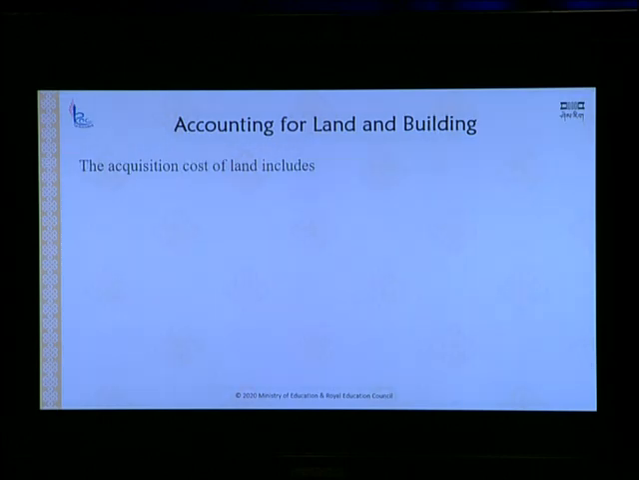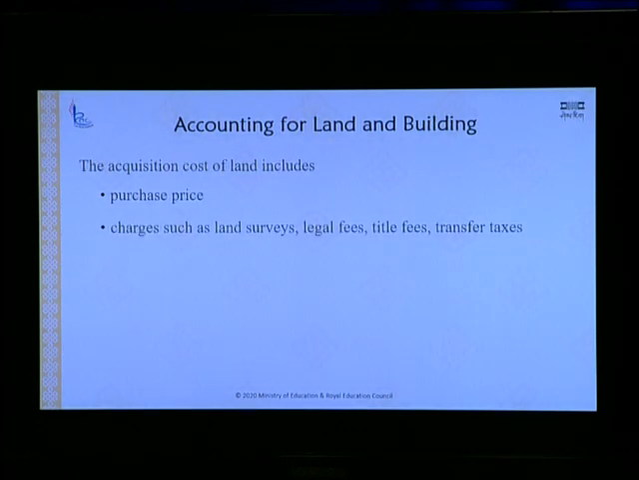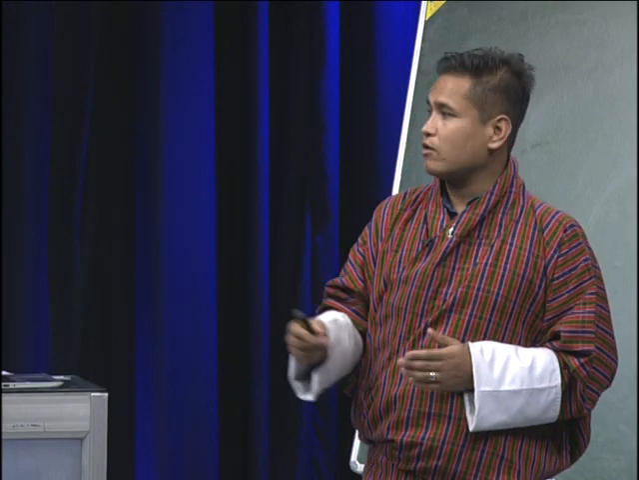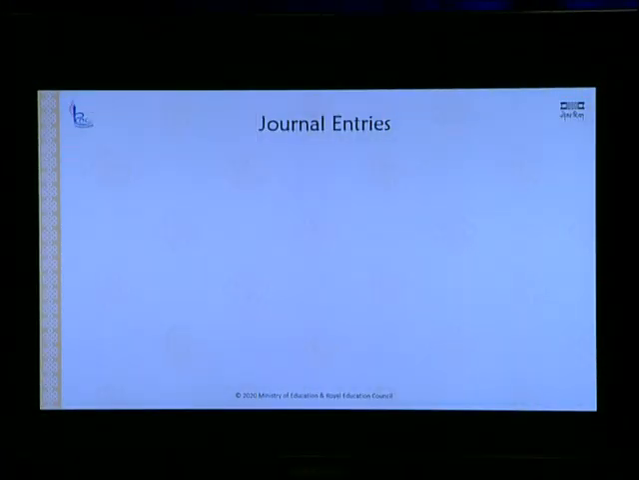Now let us see the acquisition cost of land. Acquisition cost means what costs are included in the purchase of that land. So number one is purchase price, then we have charges such as land surveys, land fees, title fees or transfer tax. Then we also have demolition cost of old structures that must be torn down to get the land for intended use. When the company is purchasing a land, if on that land there was already an old structure, to demolish that structure they might incur some expenses. That expense should also be added to the cost of that particular land. Now let us see the journal entries.